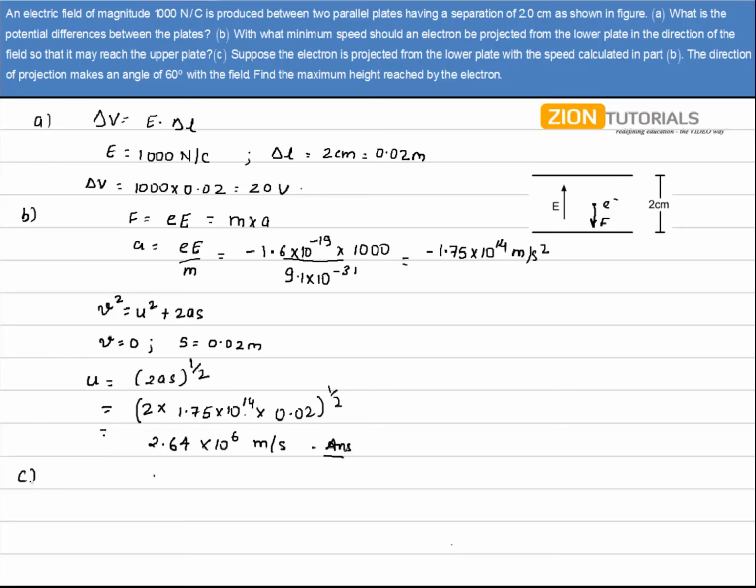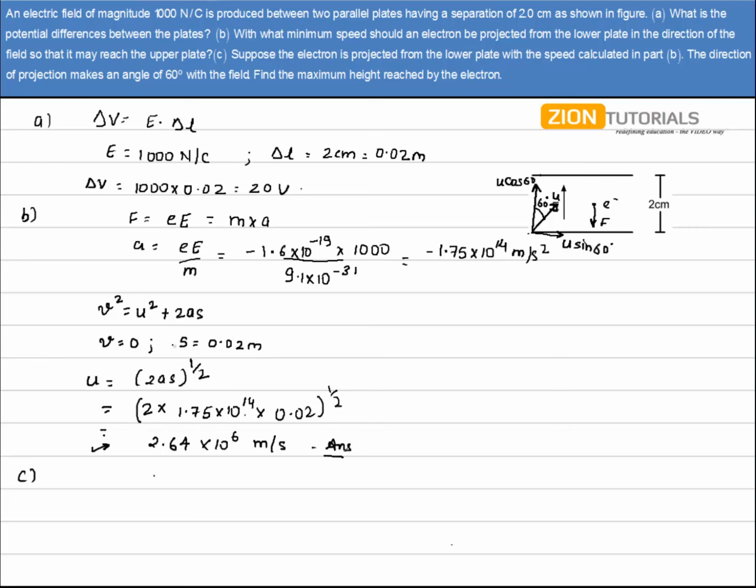In third part, we are projecting the electron with the same velocity, that is this one, and it is making an angle 60 degree with the electric field. Let's say this is my direction of projection. It is making an angle of 60 degree with electric field. Let's say this is my velocity u. So on taking components of this velocity u in the direction of electric field, that is u cos 60, and in direction perpendicular to electric field, that is u sin 60.